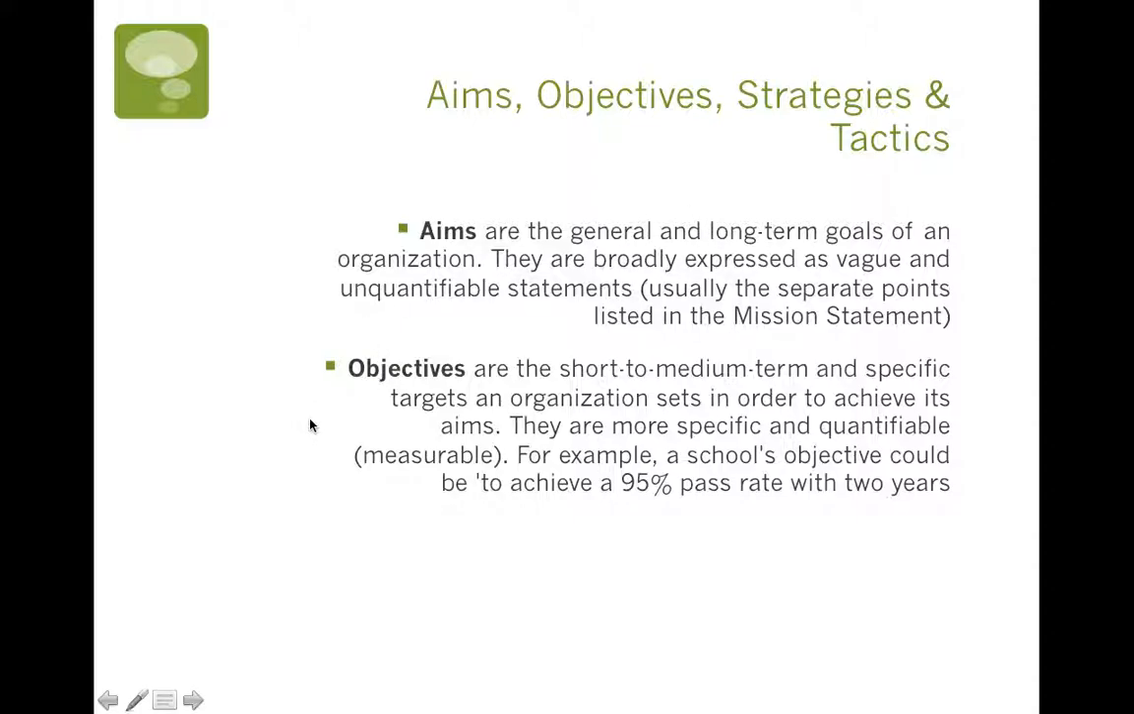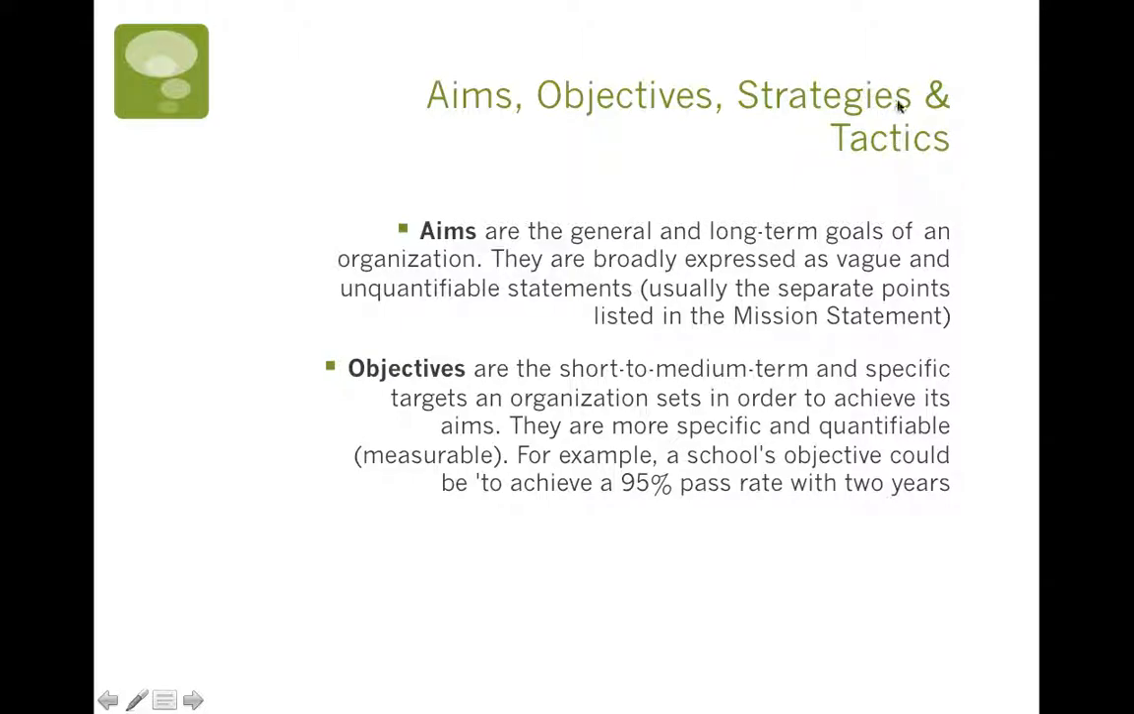Whereas objectives are more short to medium term and have specific targets. Okay, so a school's objective could be to achieve a 95% pass rate within 2 years. Well, that, for example, could be a specific objective of enabling students to become more academically successful. It's a specific measurable target. Objectives are SMART targets. Okay, so when we talk about SMART targets, we mean specific, measurable, achievable, realistic, and time constrained. So these are our objectives.